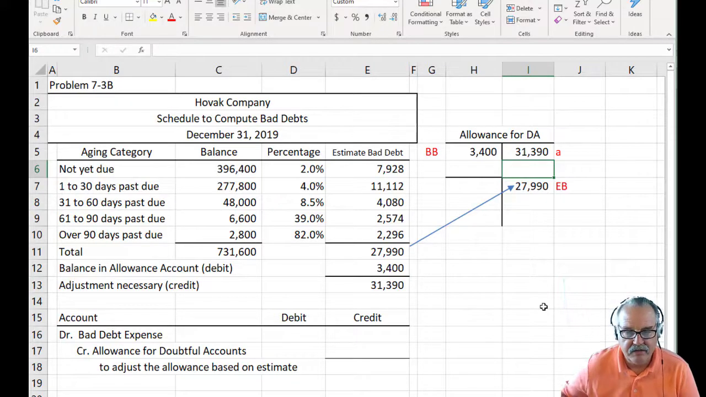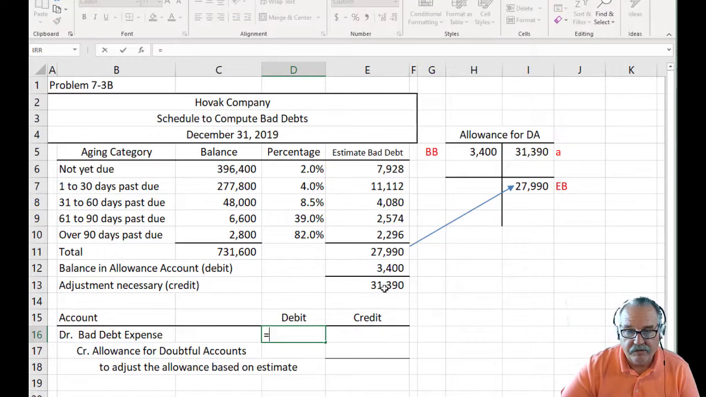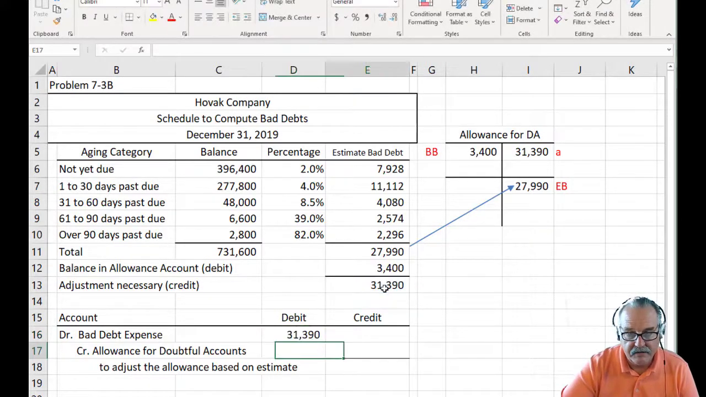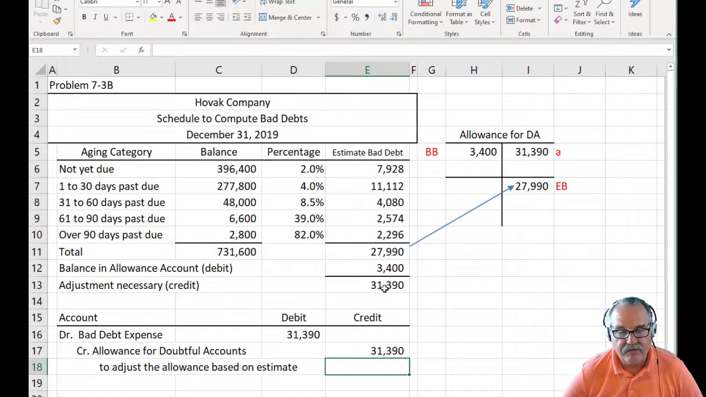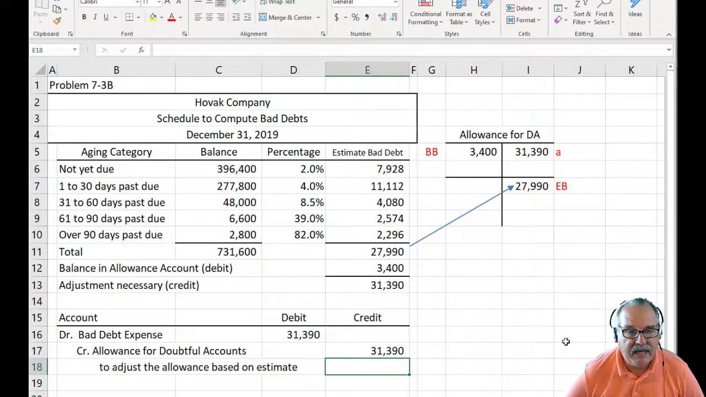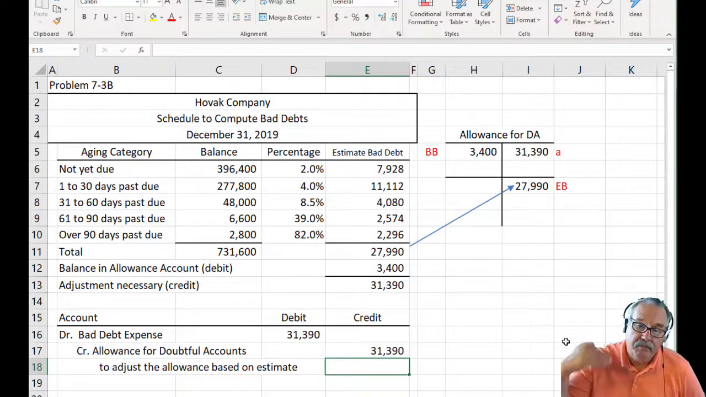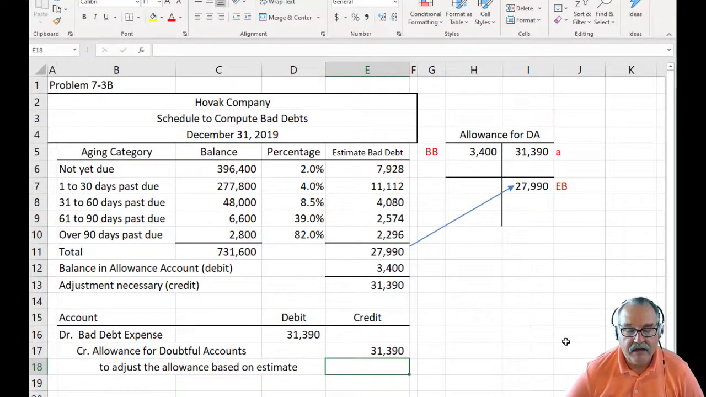And that's going to take our balance in allowance for doubtful accounts from that $3,400 debit balance to the $27,990 credit balance. So our adjusting journal entry is going to be $31,390 debit bad debt expense, and $31,390 is a credit to the allowance for doubtful accounts. This is, again, a balance sheet approach where we're taking the balances in accounts receivable, putting them in aging categories, coming up with a percentage based on history of what happens, and then adjusting so that the allowance for doubtful accounts matches the balance that we've calculated.